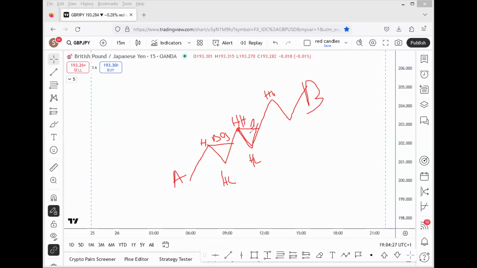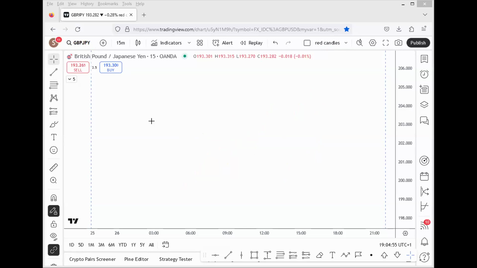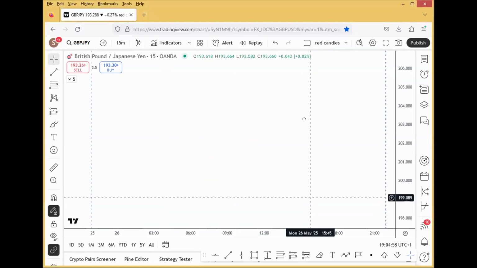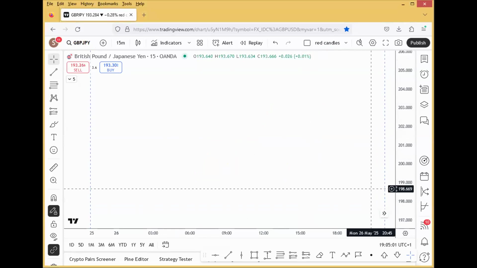So what we want to do, we are on the 15 minutes chart. We want to look at this break of structure process to see how we can apply it. I'm going to do a one week test, last week's price action on pound yen. If we have enough time, maybe we'll do one more. But let's see what we can do here.